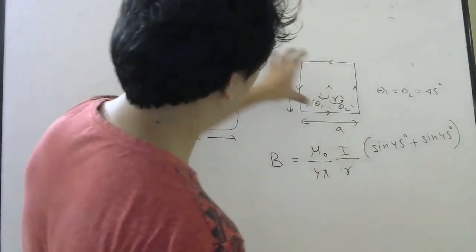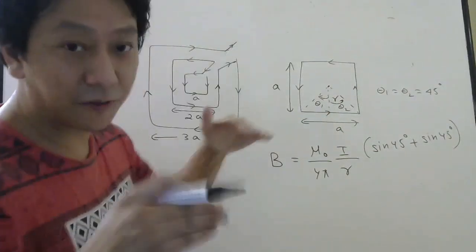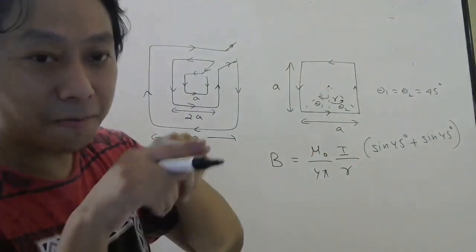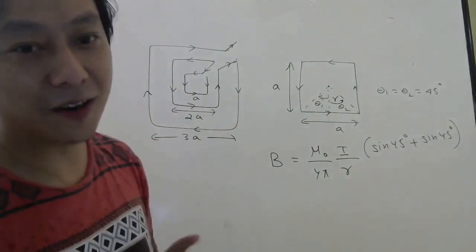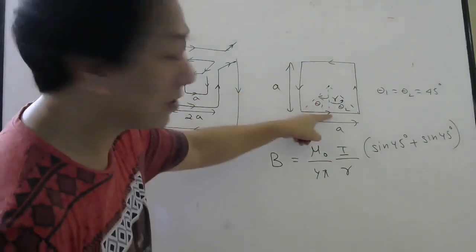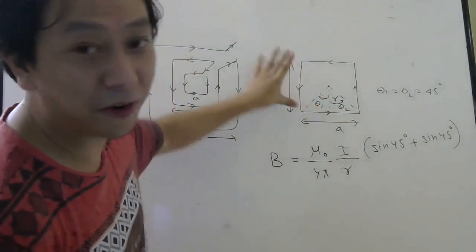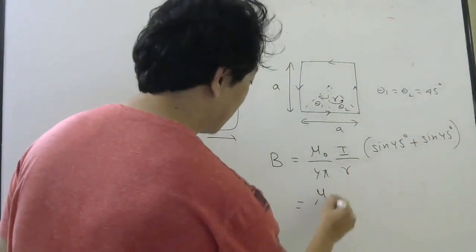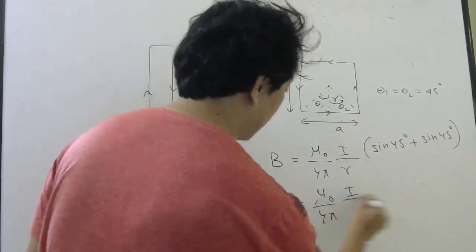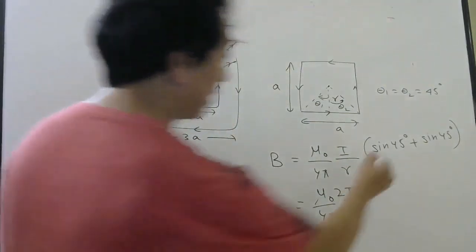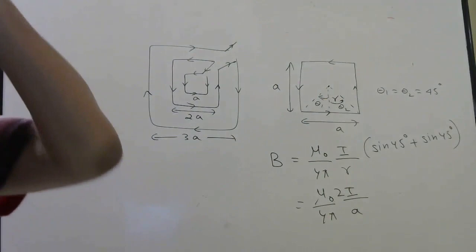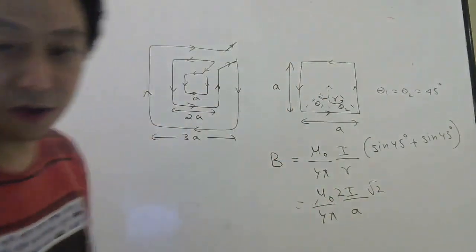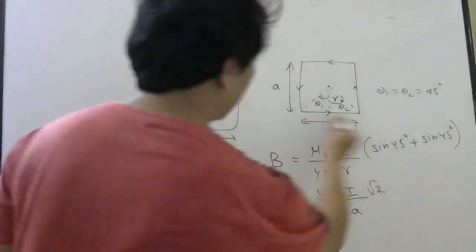Okay, what is R here? This R is very simple. This is A, this is R. In case of the triangle, we had to find the distance from the centroid to one side of the wire. Here no need to do. From the center to one side of the wire, this will be half of A. So R will be A by 2. Okay, let me write the next step. So mu naught by 4 pi, I by A by 2. The 2 will go up, sine 45 plus sine 45, 1 by root 2 plus 1 by root 2, 2 by root 2, so root 2. Correct? So that is the magnetic field due to only one part of the wire.